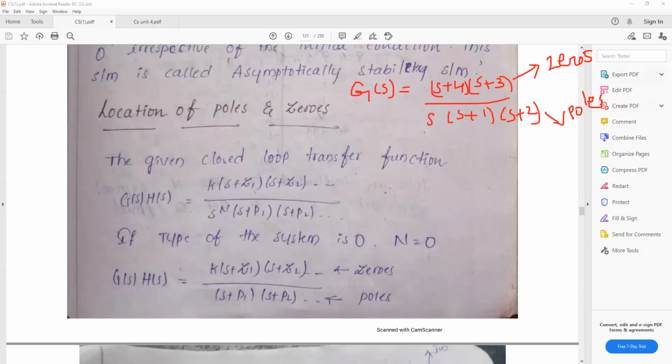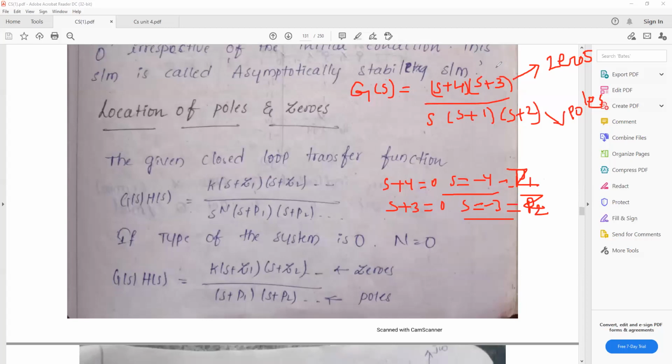in the numerator roots, first s plus 4 is equal to 0, so s is equal to minus 4. And s plus 3 is equal to 0, s is equal to minus 3. So the first zero is minus 4, the second zero is minus 3.